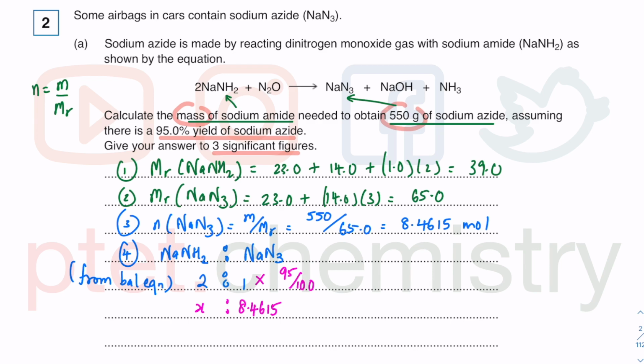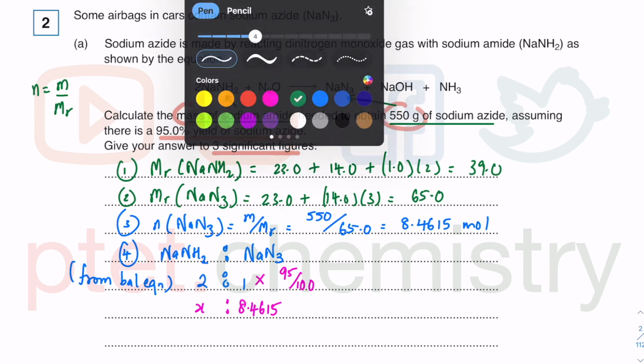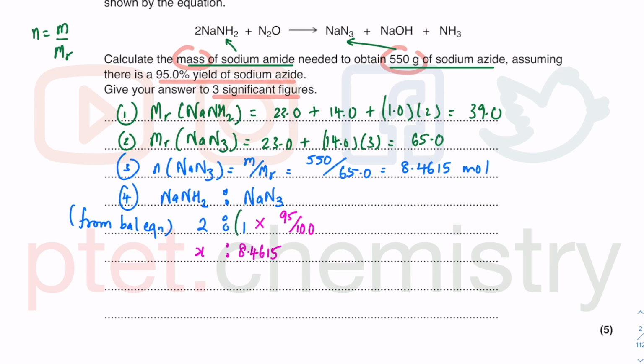So what we are saying is 2 mole doesn't give you 1 mole, but the 2 mole actually give you 95% of what you expect to get. So be very careful there, especially in terms of the percentage yield. So we're going to do a cross multiply, 2 times that. So that's going to give us 2 times 8.4615 mole equal to 1 times 95 over 100 times x. So what is x equal to?